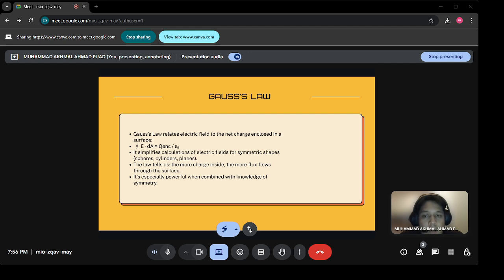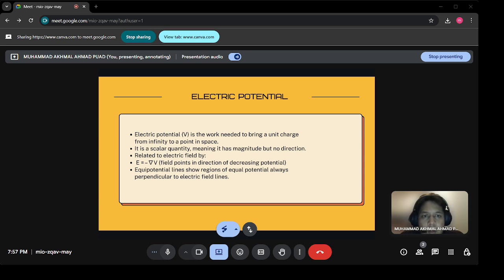So, the next slide is about Gauss's law. Gauss's law relates electric field to the net charge enclosed in a surface: the integral of E dot dA equals Q enclosed over epsilon. It simplifies calculation of electric field for symmetric shapes, such as spheres, cylinders, and planes. The law tells us the more charge inside, the more flux flows through the space. It is especially powerful when combined with knowledge of symmetry.